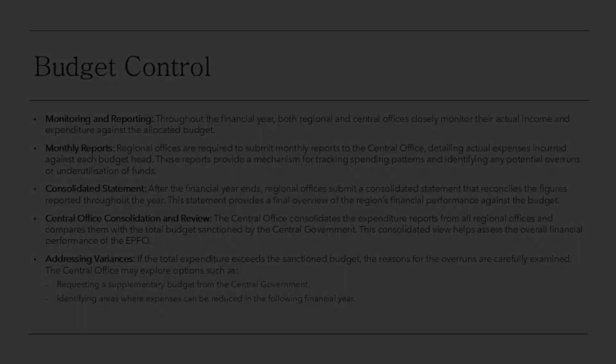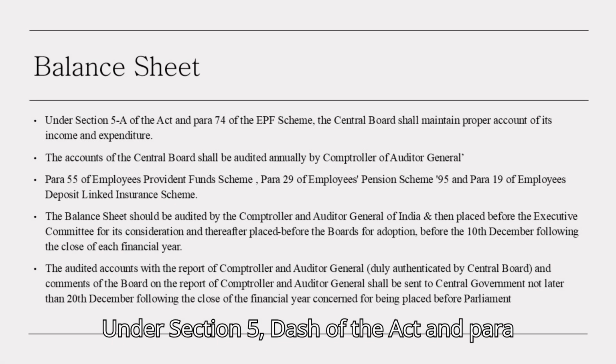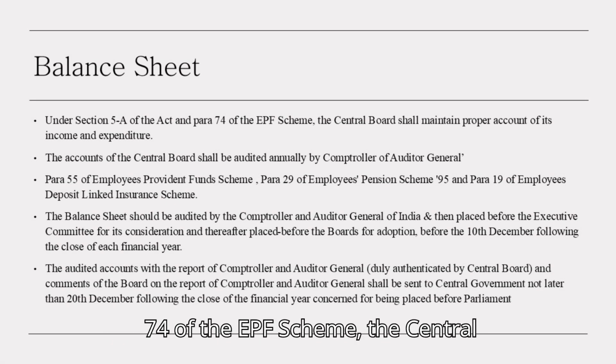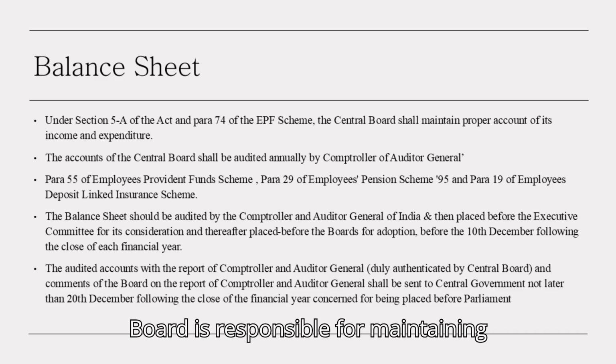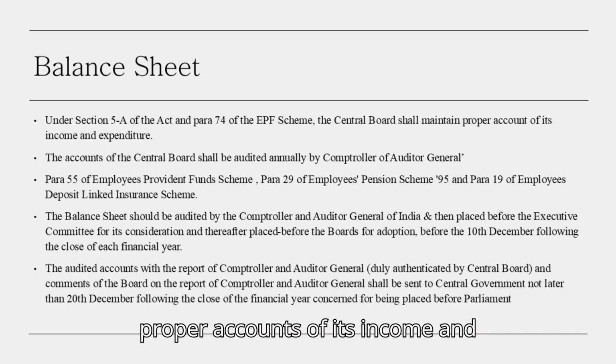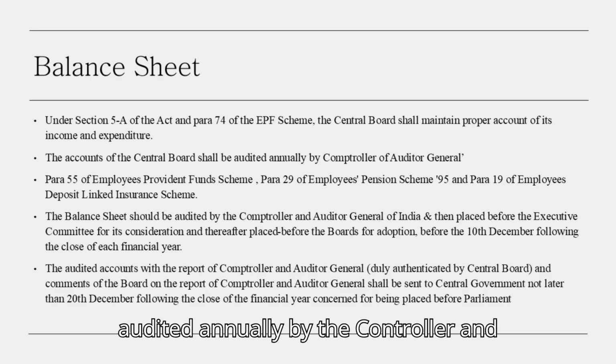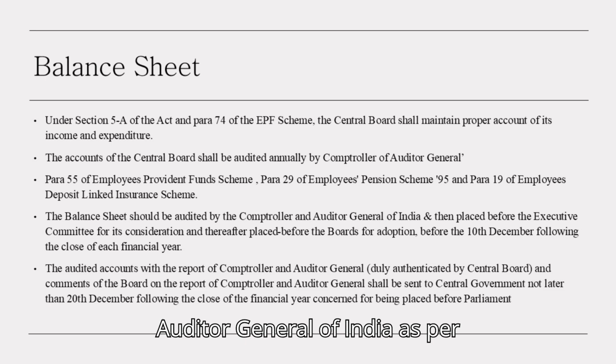Under Section 5-A of the Act and Para 74 of the EPF scheme, the Central Board is responsible for maintaining proper accounts of its income and expenditure. These accounts are audited annually by the Controller and Auditor General of India.